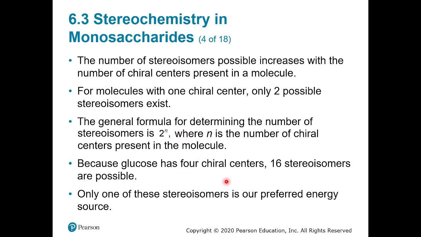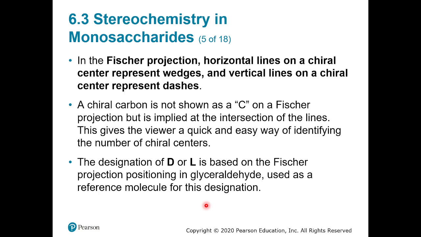Because glucose has 4 chiral centers, you can actually have 16 stereoisomers. Only one of these stereoisomers is our preferred energy source. The rest of these stereoisomers are actually different types of sugars and would get converted in your body if you were to use them to power your brain. Okay? So it's quite interesting.